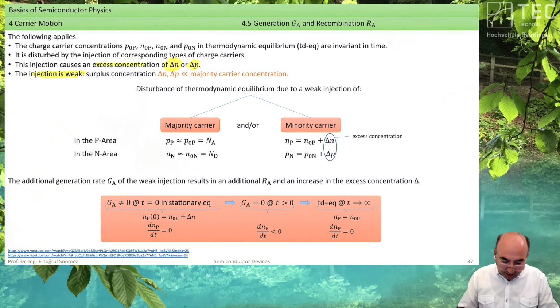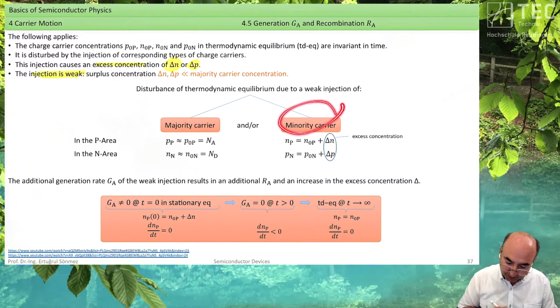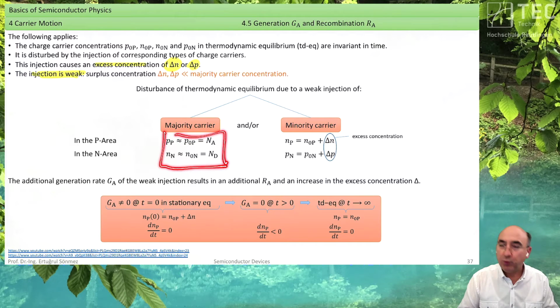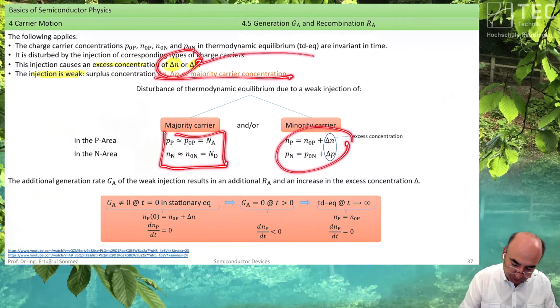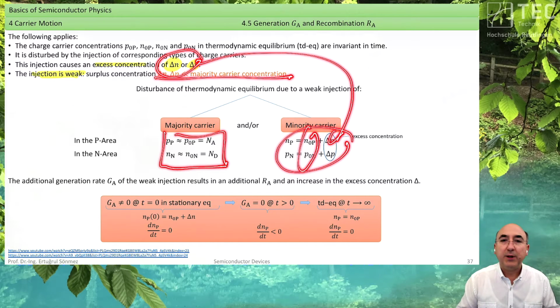Okay. Now we have the minority carrier concentration and the majorities. Majorities, we learned, are not disturbed, because our injection is weak. The minorities are disturbed, and the excess concentration is on top of the equilibrium concentration. That's it.